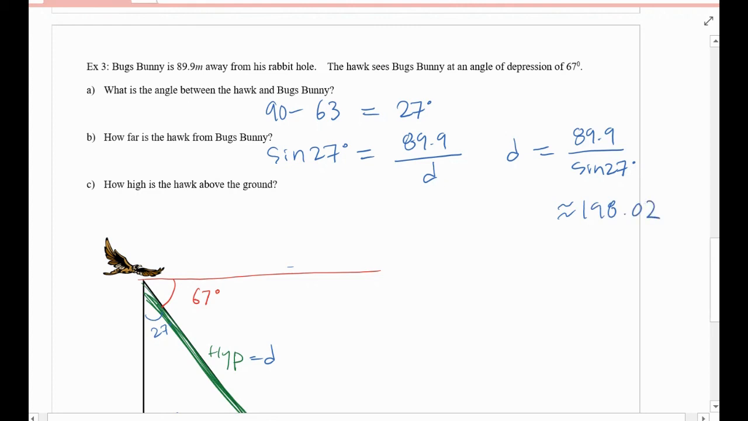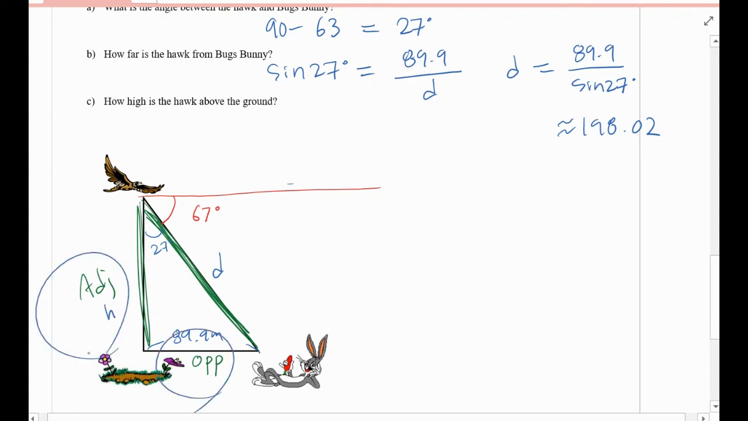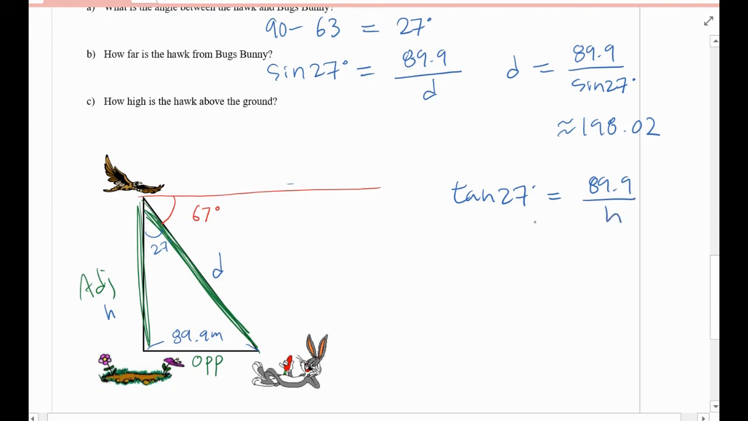And how high is the hog above the ground? So we want to know adjacent this time. Let this be H because it's a height. Okay, OA, we have opposite. We want to find adjacent. TOA. So tangent 27 is opposite over adjacent. Now we can just switch H and tangent 27: H equals 89.9 over tangent 27. Okay, let's put this into your calculator.